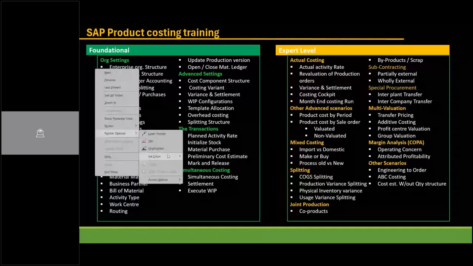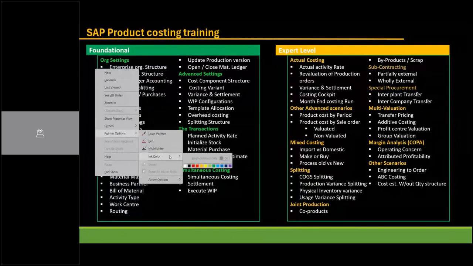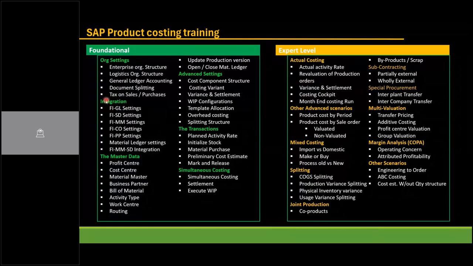So here I have covered org settings. I have just read those topics. So integration I have addressed. Then once we complete the integration, we will go into master data. From a master data perspective, we will go into what is profit center, cost center, material master, business partner, bill of material, activity type, work center, routing, update production version, open close material ledger.